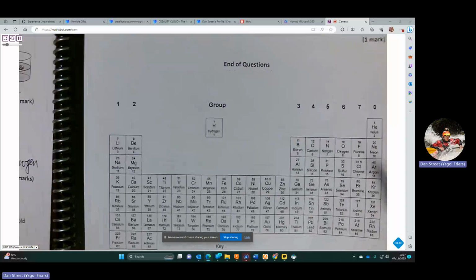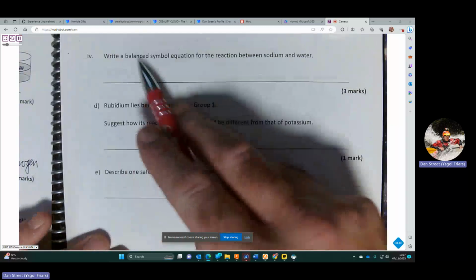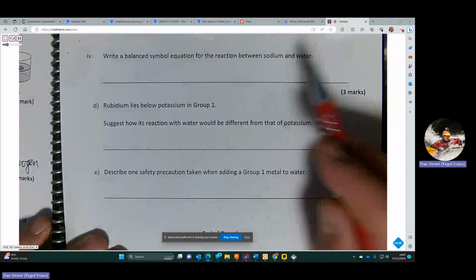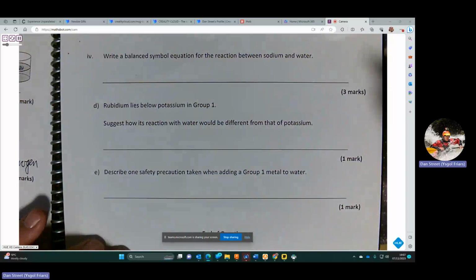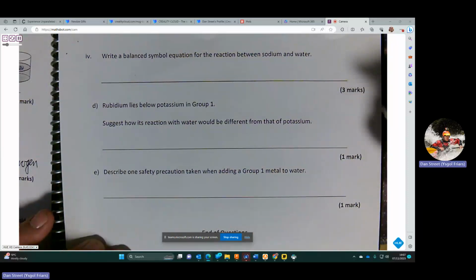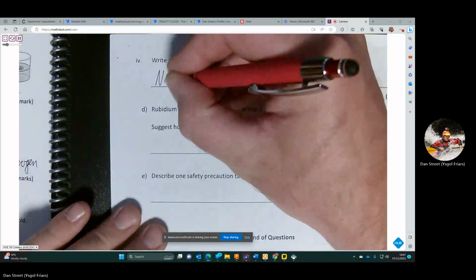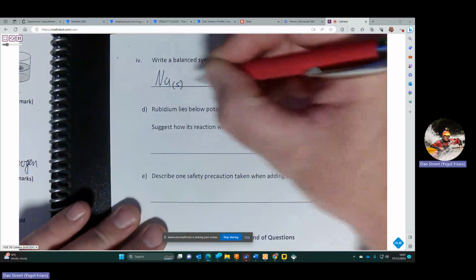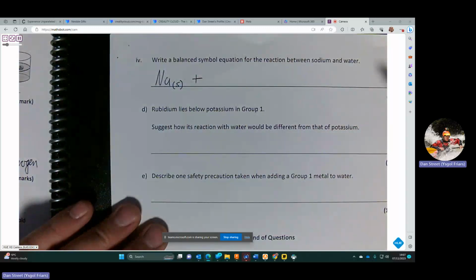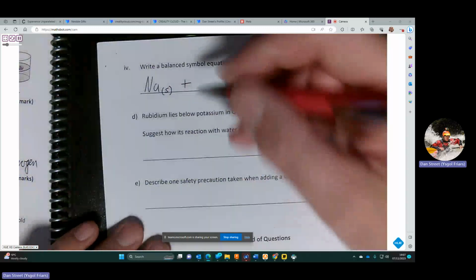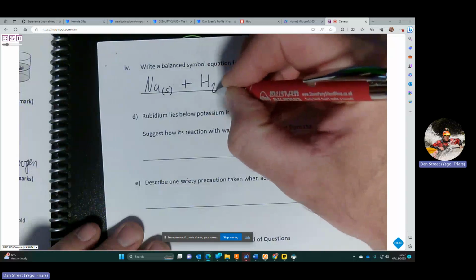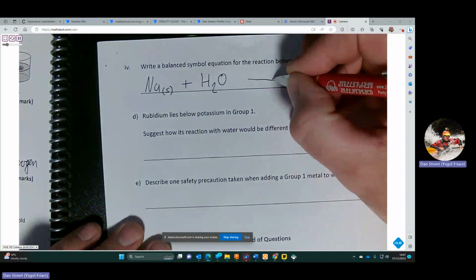And then the final part of question 5, write a balanced symbol equation for the reaction between sodium and water. So this is towards the end of the paper, so traditionally exam papers become more difficult towards the end. So a balanced symbol equation, we'd need to look up sodium. Okay, so sodium is here, so that's Na, and Na is a solid at room temperature. And then water, I think most people might remember that water is H2O.